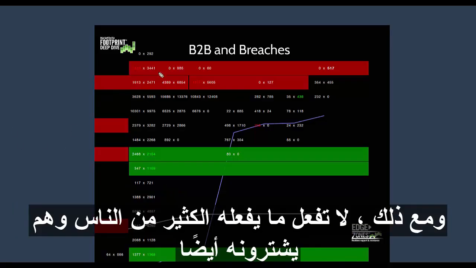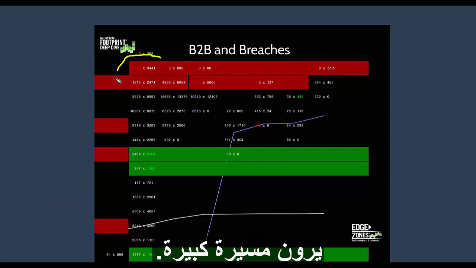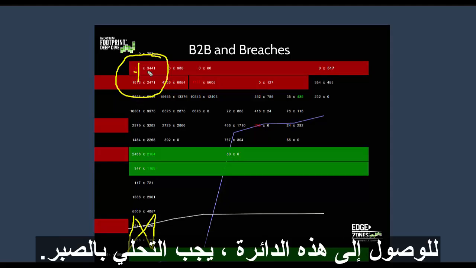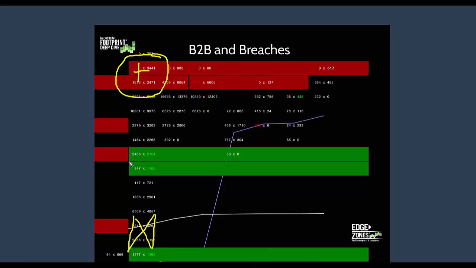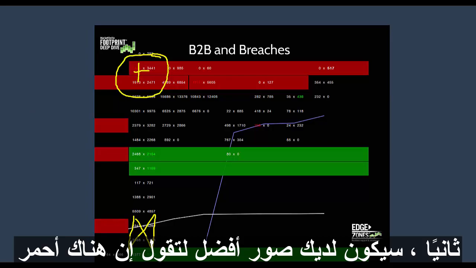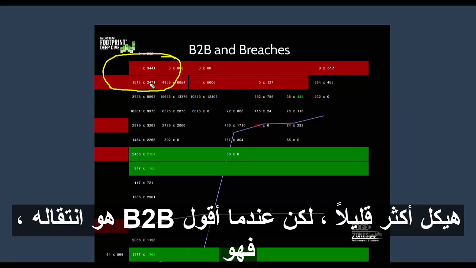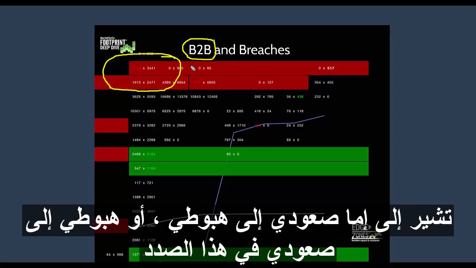However, don't do what a lot of people do, and they buy it way too late. They see a big rally. The transition has already taken place from down at this X to all the way up to this circle. And it's like, you've got to be patient. Don't want to reach. Secondly, you're going to have better visuals to say there's a red zone up here anyways. There's a target, potential resistance, build a little bit more structure. But when I say B2B, it's transition. It stands for either bullish to bearish or bearish to bullish.